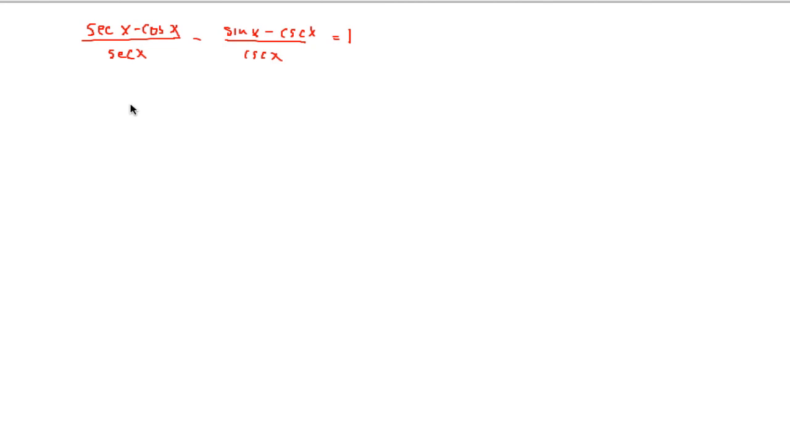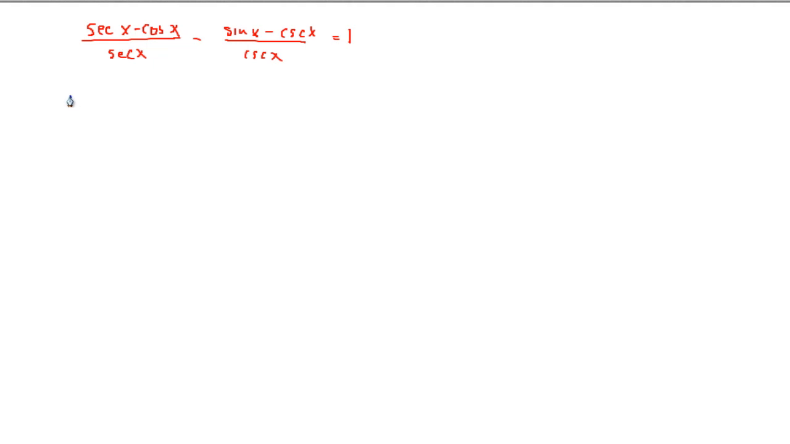Again, we have one of those messy trig identity problems. They're asking us to prove that the left side is equal to the right side, which is equal to 1. So the first step on the left side is to get the common denominator. So we're going to multiply the left one by cosecant and the right one by secant.